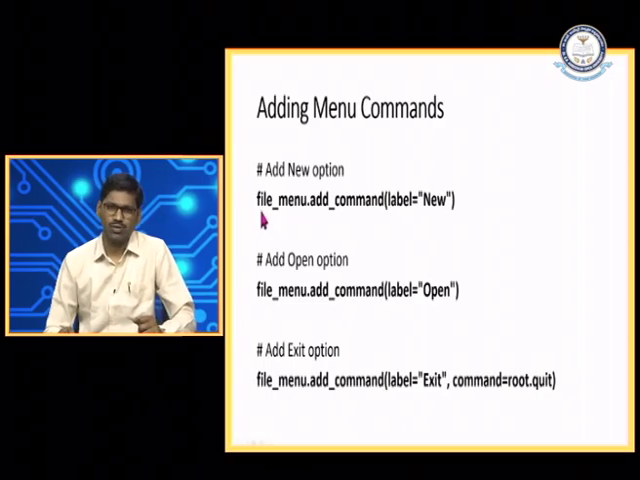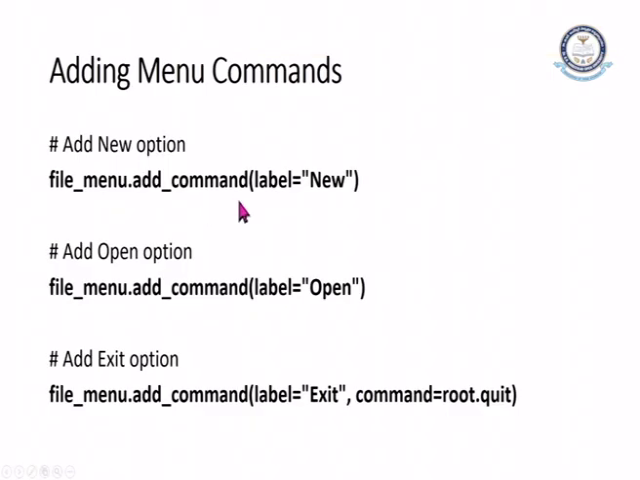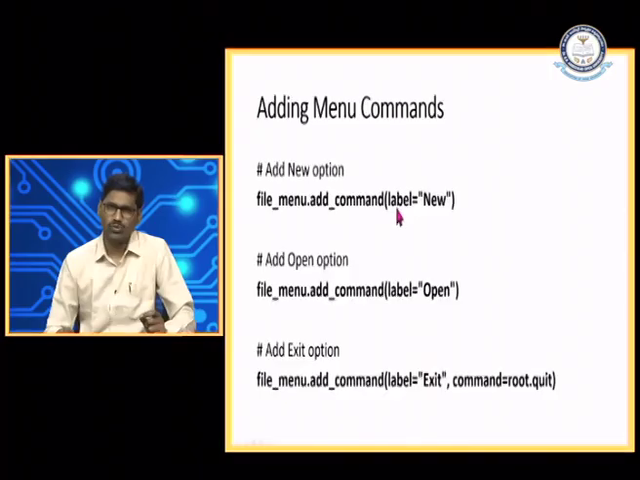Now, see the code, file underscore menu, that is a reference or object, you can say, dot add underscore command. I am adding that command. What is that command name? What is the name you want to display in that file menu? You need to write that. For that, we use the attribute label, label assignment new. The meaning is, in simple terms, when you click on the file, the text new will be displayed. Okay, within the file, new.